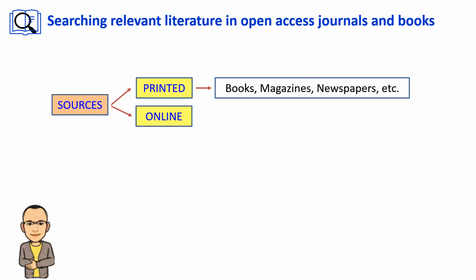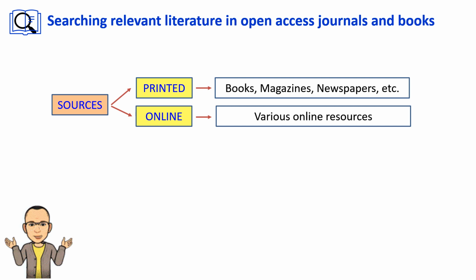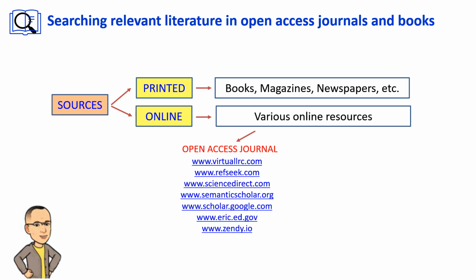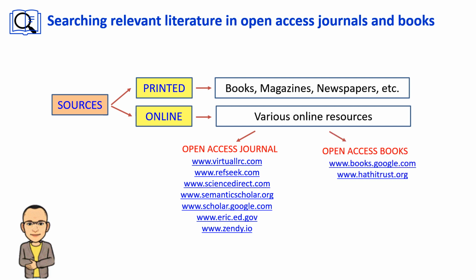It can also be done by browsing the World Wide Web, particularly databases for academic research such as virtualert.com, refseq.com, sciencedirect.com, semanticscholar.org, scholar.google.com, eric.ed.gov, academia.edu, and zendi.io, among others. For online books, snippets of book pages are provided in books.google.com and hathitrust.org.